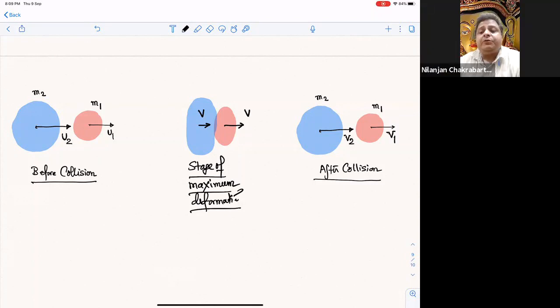Suppose you are looking from the frame of this M1, what you see? If you're looking from the red body's frame, blue body will approach, then stop, and then recede. So maximum না স্যার deformation.